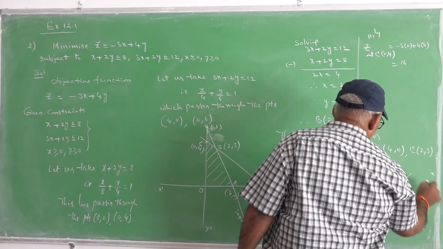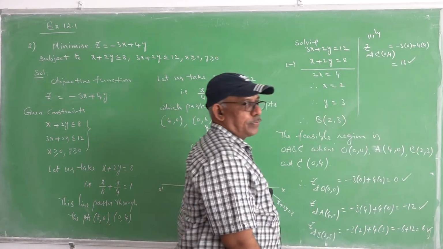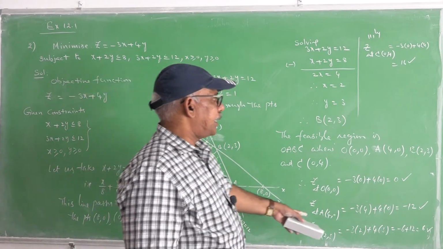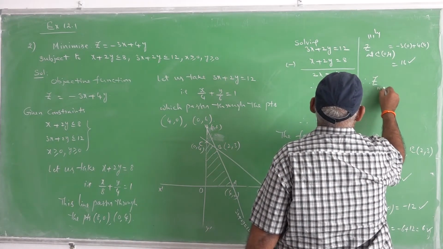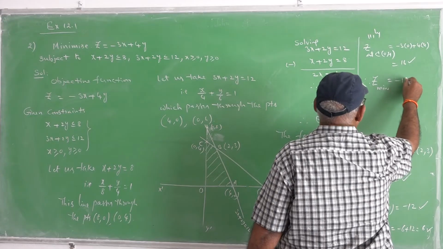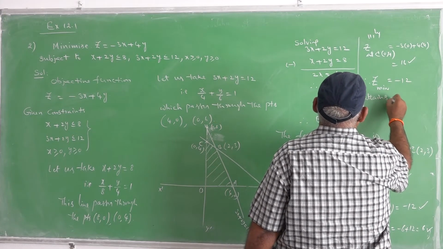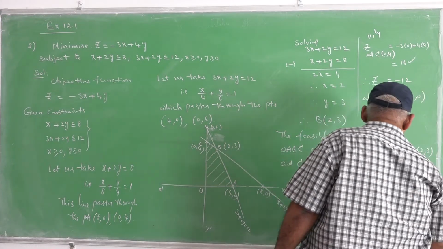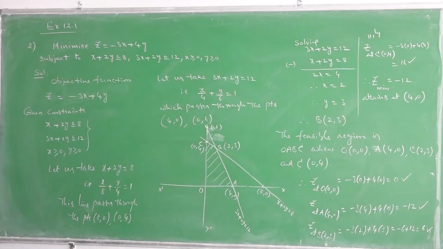Out of these values, 0, minus 12, 6 and 16, out of these 4 values, the minimum value is minus 12. So therefore, Z minimum is minus 12, attained at the point 4 comma 0 itself. The minimum value of Z is minus 12.